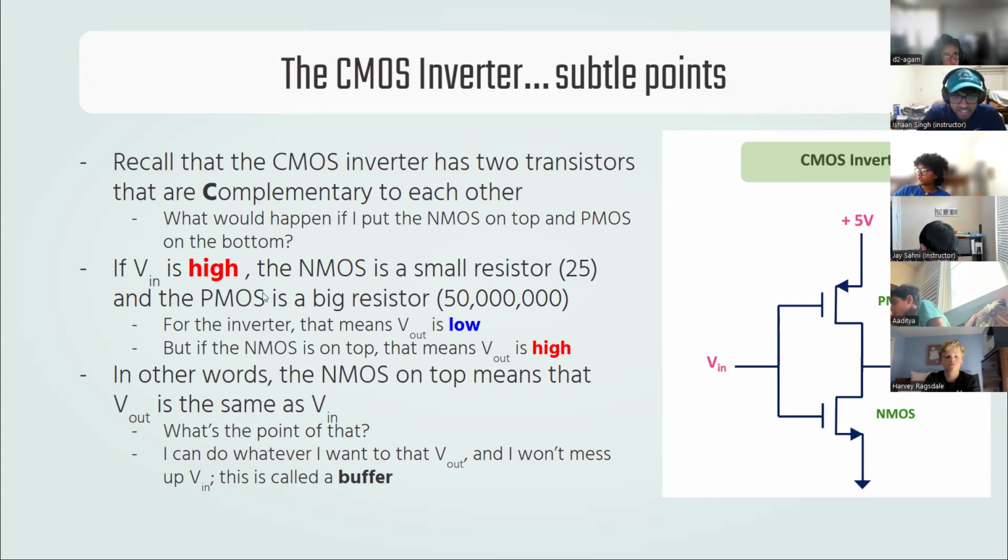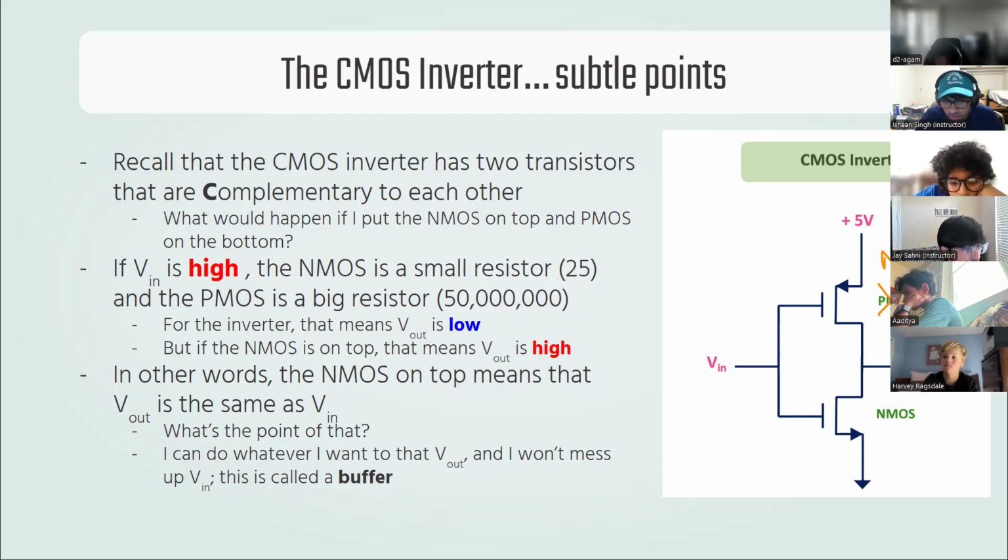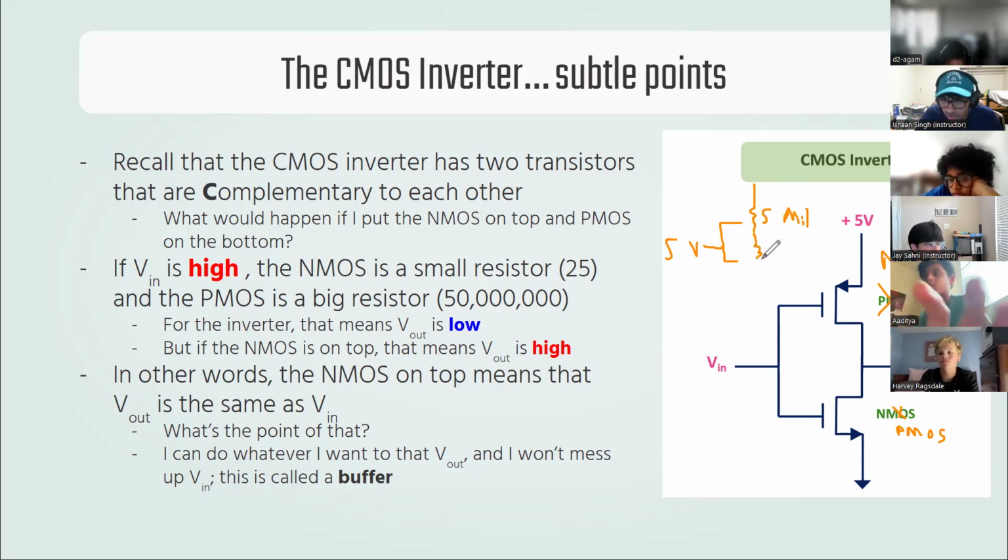Okay. So if Vn is high, the NMOS is a small resistor and the PMOS is a big resistor, okay? So if you think about if I swap these two, if I instead make this guy NMOS and I make this guy PMOS, okay? Then the transistor on the top, when I have a high Vin, will be a small resistor, okay? So if Vn is 5 volts, then what I have is a big resistor, say that's 5 million, and then we have another resistor that's like 25.